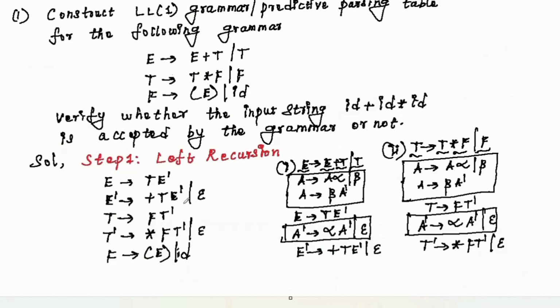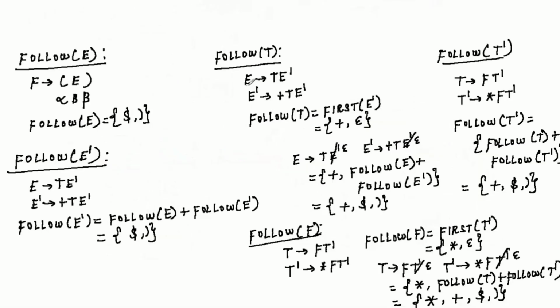In the right hand side, T contains the production E tends to TE dash, E dash tends to plus TE dash. Right? E tends to TE dash, E dash tends to plus TE dash. Then follow of T.